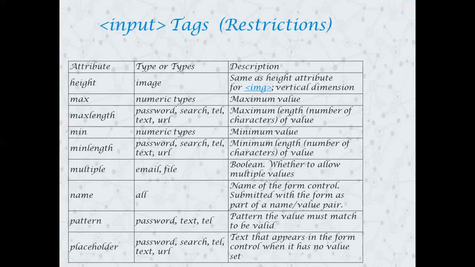Name is for all: the name of the form control to which you want to give the restriction. Pattern is most probably used in text. I already told you what pattern is: what type of pattern you want. If you want a password, what type, asterisk or circle. If you want text, what type of pattern, alphabet, lowercase or uppercase. For telephone, it will ask the pattern, which digits and how many numbers should be there, 10 or so. That is why we are discussing it with the placeholder.